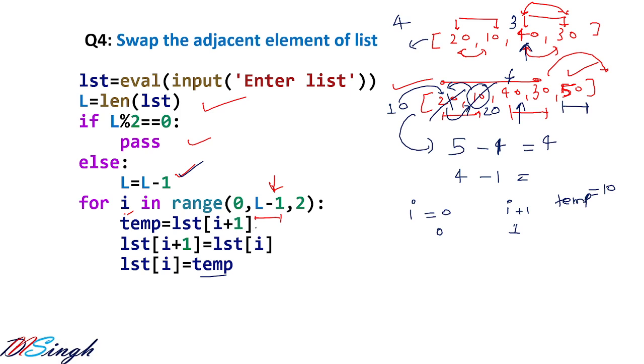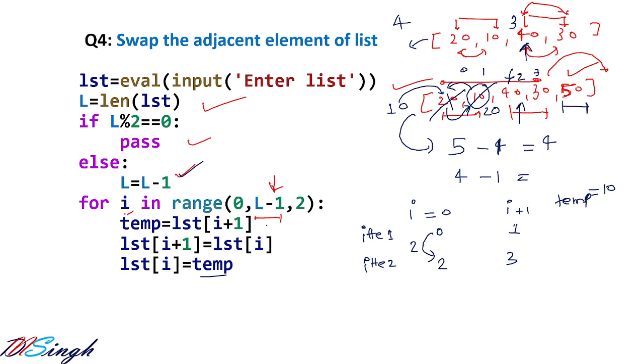Same thing will happen for the second. Why? Because we are taking a step of 2. So when I take a step of 2, this is iteration 1. In the next iteration, iteration 2, what will be the I value? We will take a step of 2, that will become 2. So I plus 1 will be 3. And we are working on this particular part. This is index 2, this is index 3, because 0, 1, 2, 3. If you can follow me. So LST of 2 will be 40 and LST of 3 will be 30.